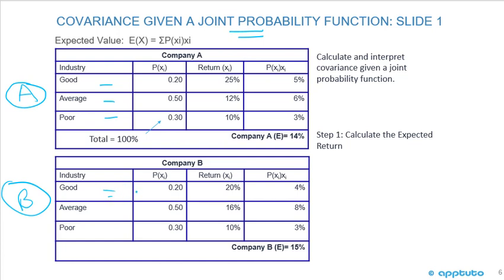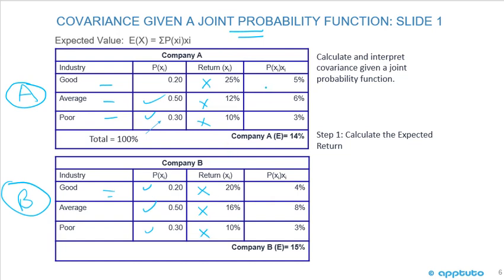So we can see, obviously, the probabilities are the same. 20% for good, 20% for good. 50% for average, it's got to be 50% for average, and 30% for poor, 30% for poor. So obviously the probabilities for the outlook for the industry are going to be the same, but the returns are going to be different. So for company A, 25% return if its industry is good, 12% if it's average, 10% if it's poor. For company B, it's different. You can see the numbers are lower. For the good industry, it's only 20%. Higher if it's average, 16%, and it's the same if it's poor.